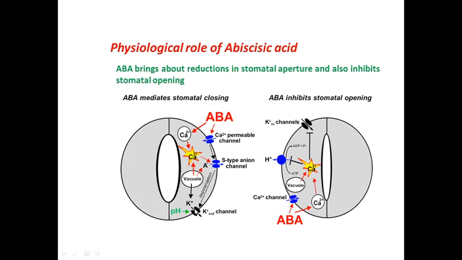The K+ channels open, and pH increases by the deposition of the calcium, and as a result K+ starts moving out of the guard cells. As K+ comes out of the guard cells, the turgor pressure of the guard cells decreases. As a result, they become flaccid, and the stomata close. This is how abscisic acid inhibits stomatal opening or mediates stomatal closure. This is the first role of abscisic acid.